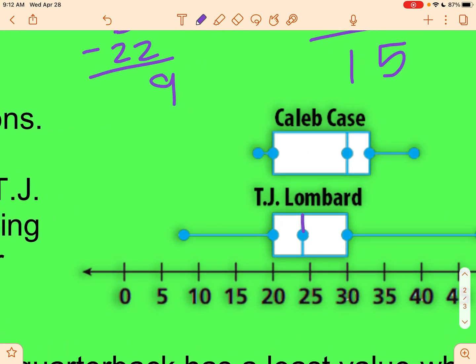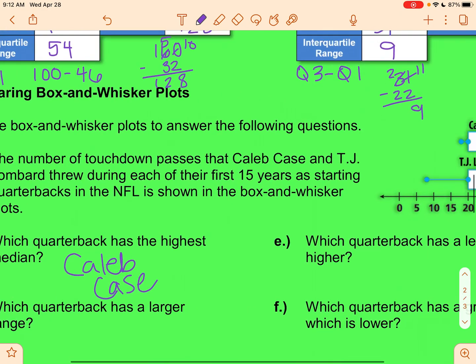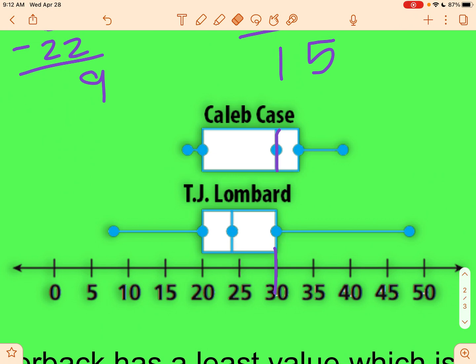Alright, so find the median. That's this middle line. Is it TJ Lombard or is it Caleb Case? Which one's the biggest? Right, it's the 30. It's Caleb Case, so that's what you write for letter A. Letter B, which quarterback has a larger range? Remember, to find the range, that is your biggest number minus your smallest number. If we look at Caleb, he's going from like 38 to like 17. When we subtract those, we get 21.